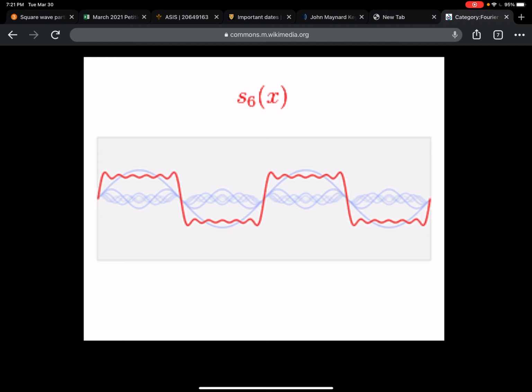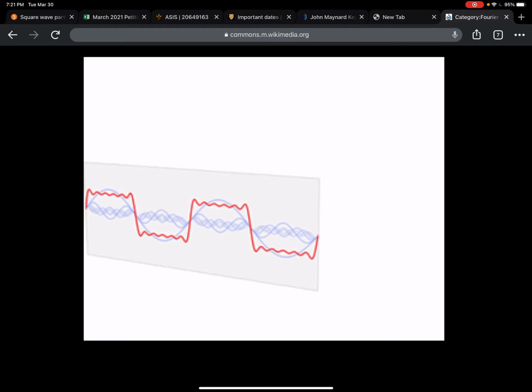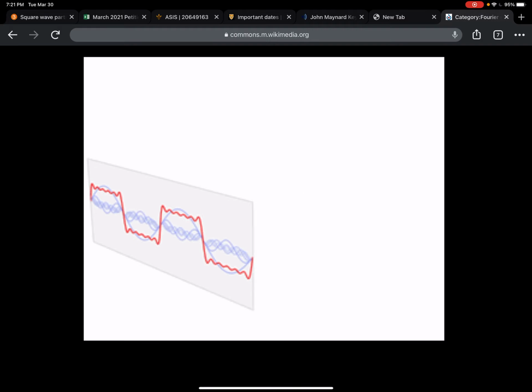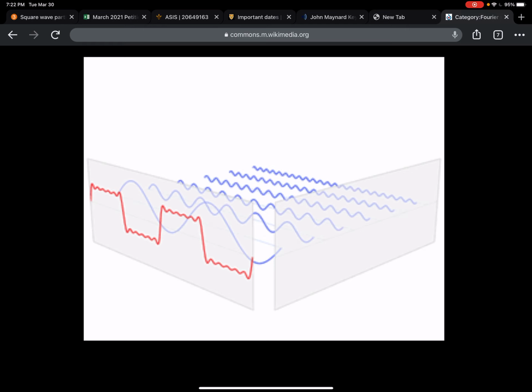Here they are again, the 6 sinusoidal terms, which look like this. And here are the individual sinusoids. So these add up to that decent approximation of a square wave.